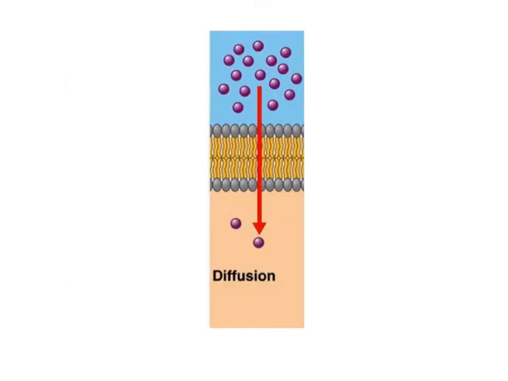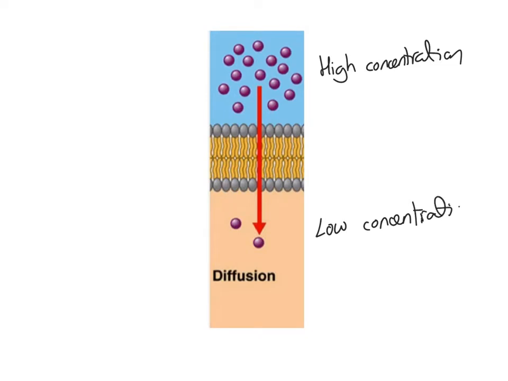Diffusion is the movement of molecules from where you have a lot of them, a high concentration, to where you have less of them, a low concentration, across a semi-permeable membrane. And remember that a cell surface membrane is made up of a phospholipid bilayer. So you have two layers of phospholipids with the hydrophilic heads on the outside, which are phosphate heads, and the hydrophobic fatty acid tails on the inside.